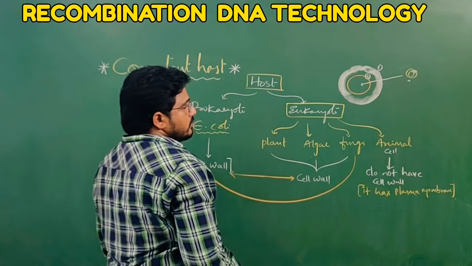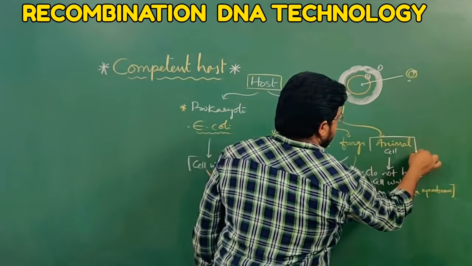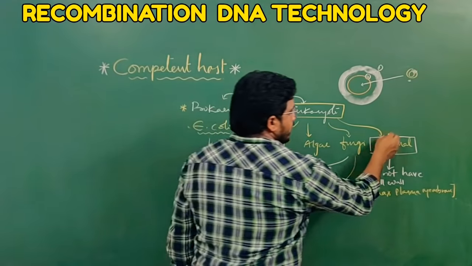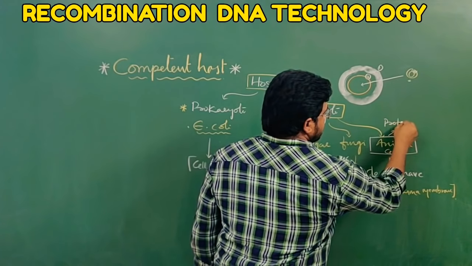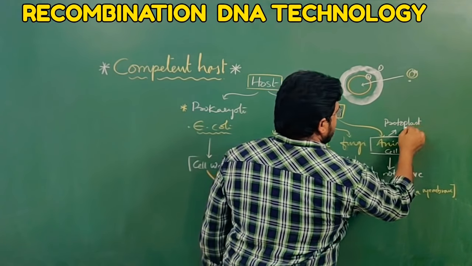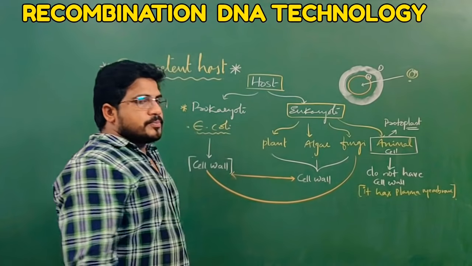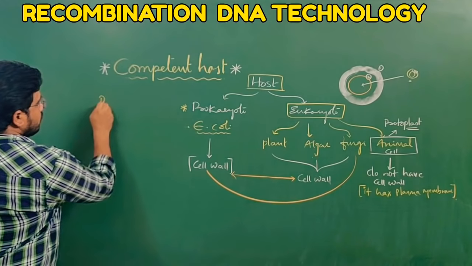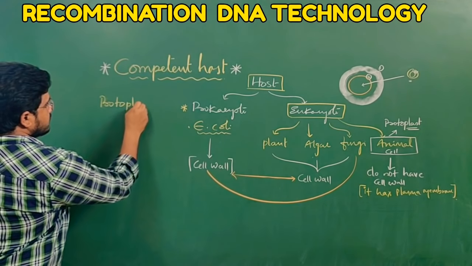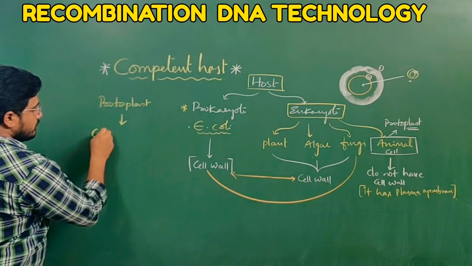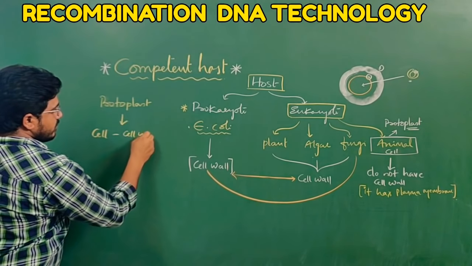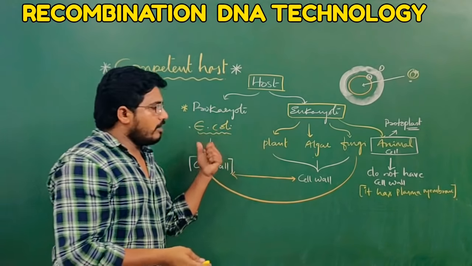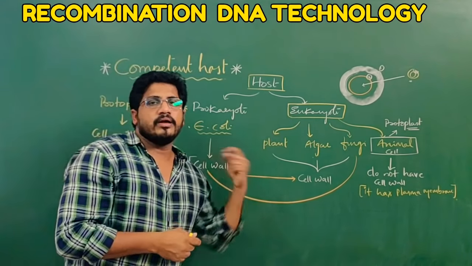That is the reason the most accessible host is the animal cell. Why? Because the animal cell does not have a cell wall. The animal cell is simply called a protoplast. What is a protoplast? Cell minus cell wall. Here I will write: protoplast means cell minus cell wall, in case of plant or algae, fungi or bacteria. The animal cell is directly a protoplast.